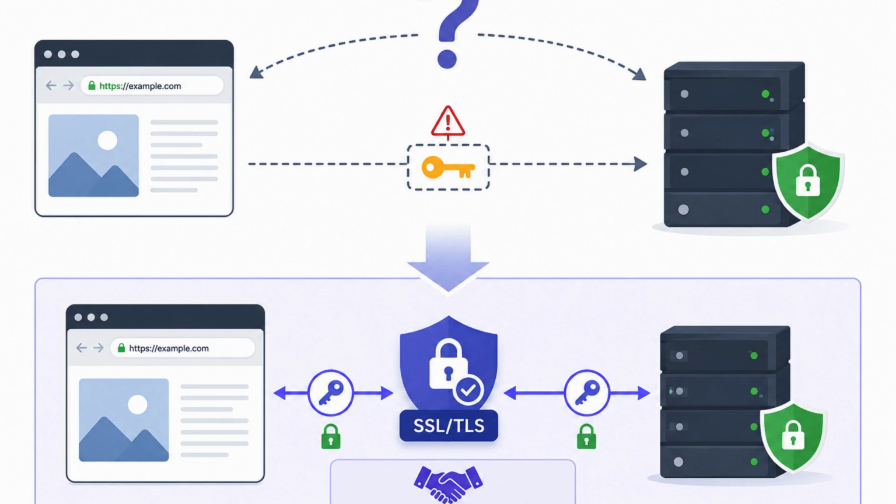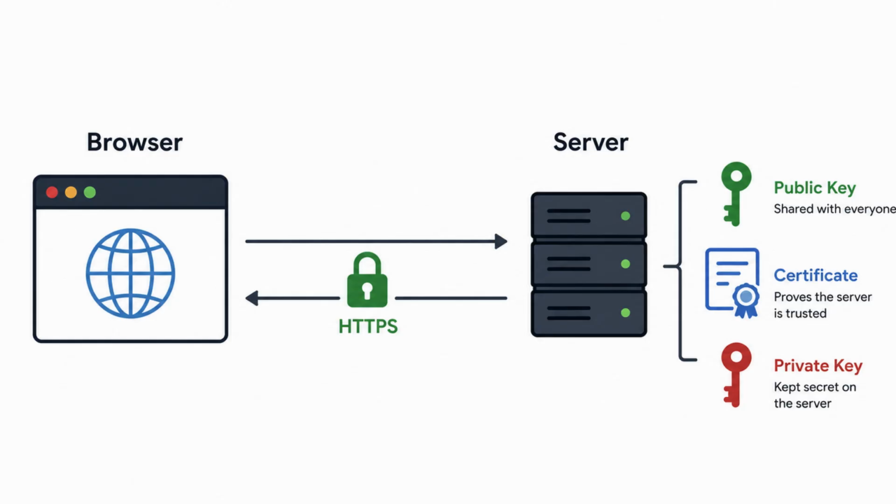To understand the TLS handshake, we first need to understand public key cryptography. Every secure website owns two cryptographic keys, a public key and a private key. The public key can be shared with anyone. In fact, your browser receives it whenever you connect to a secure website. The private key is different. It always stays on the server and is never shared with anyone.